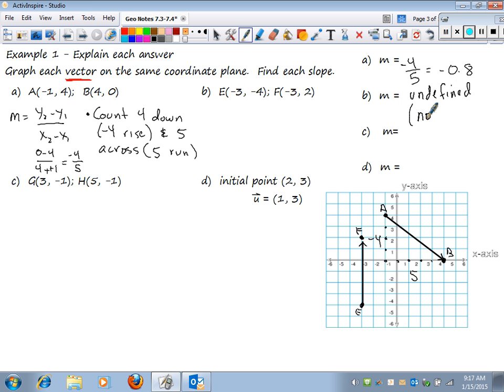Undefined or no slope. To have a slope, you've got to be able to walk on it. You can't walk on a wall unless you're Spider-Man. So that has no slope. Okay, the straight up and down, no slope. So vertical lines have no slope. And you can put in parentheses undefined if you want to.